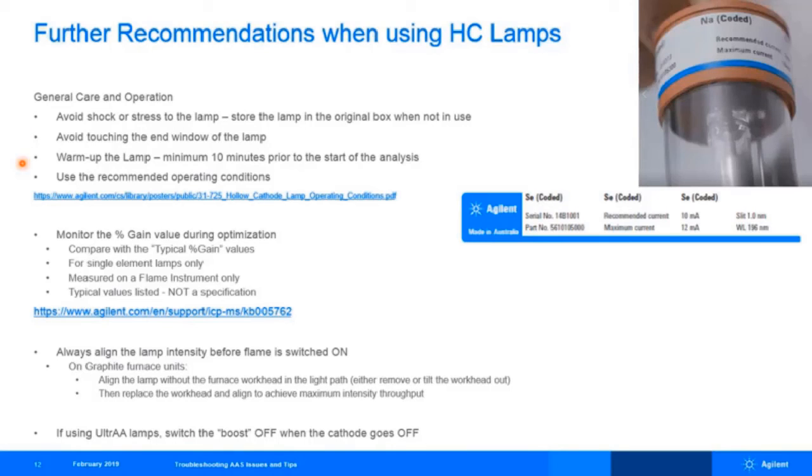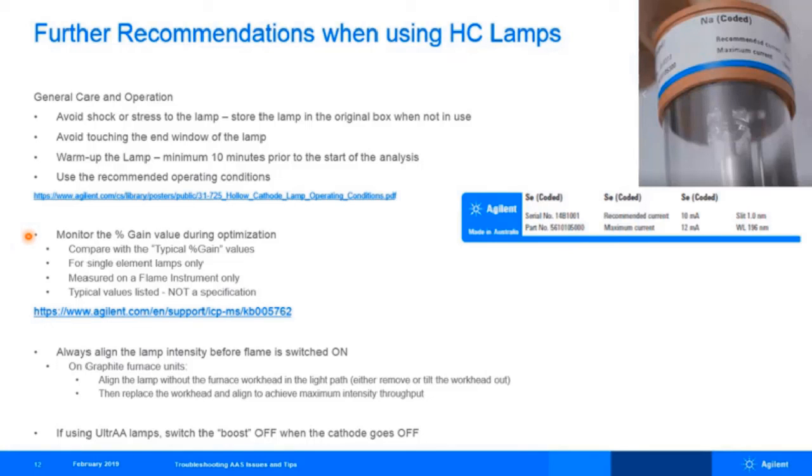It's always good practice to allow the lamp to warm up for about 10 minutes at the start of the analysis, just to enable the output to stabilize. And as we've already shown, it's also important to work with the recommended operating conditions. On the Agilent lamp, as you see here in the photograph, they're conveniently listed on the label on the base, so that you can easily see what the recommended current is, as well as the recommended wavelength and the recommended slit conditions.